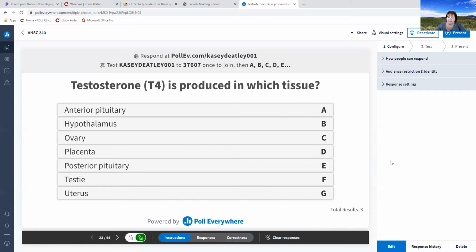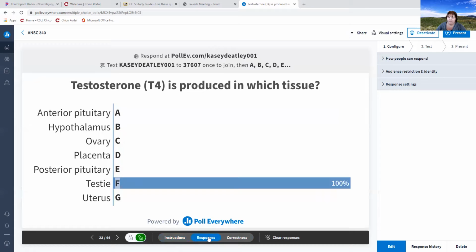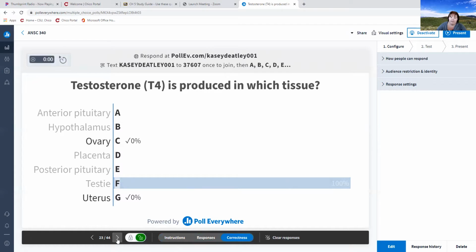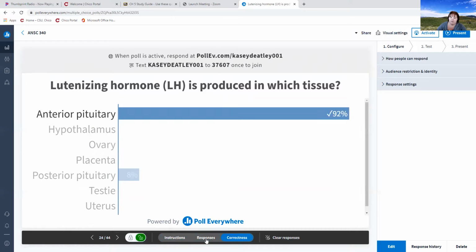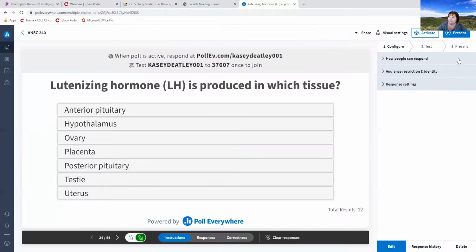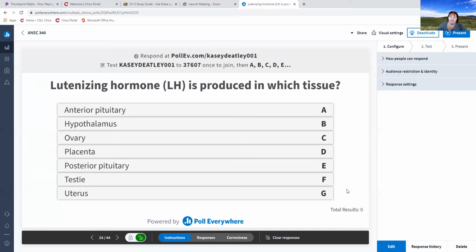Great. Okay, let's look. Okay, testes. Excellent. So we also see testosterone be produced to a small extent in the ovary and a little bit in the uterus as well. All right, next question. Luteinizing hormone, or LH, is produced in which tissue?